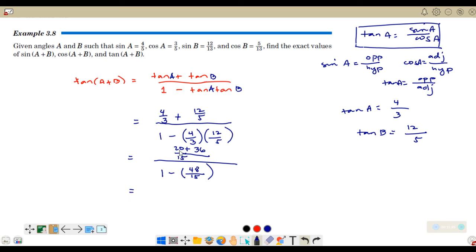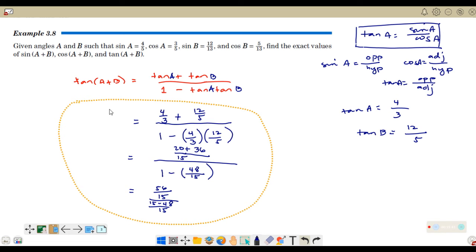Okay, simplify pa natin siya. 20 plus 36, we have 56 over 15 divided by 1 minus 15. So, 15 din dito, and then cross multiply. We have 1 times 15 is 15 minus 48. Ayan. What is 15 minus 48 again? It is 33, right? Yeah, I think so. It is 33. Paliitin natin ito so we can have space.